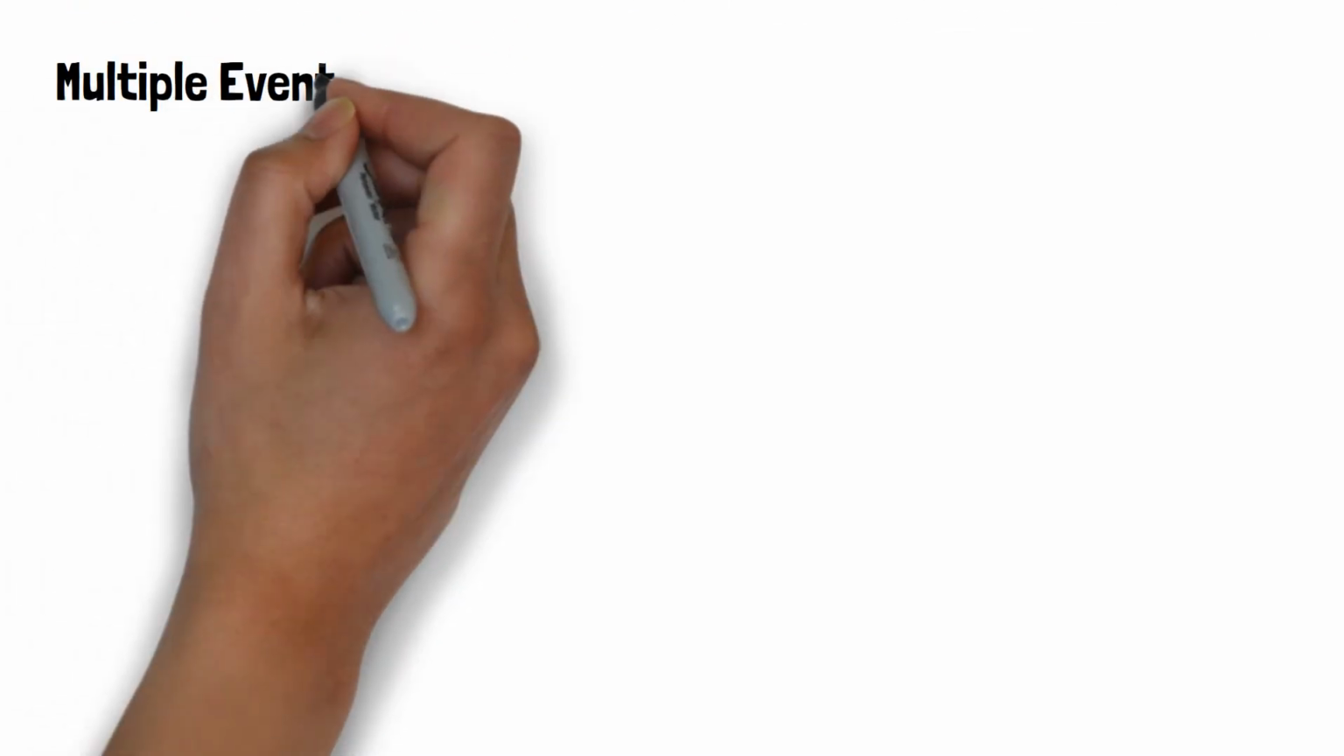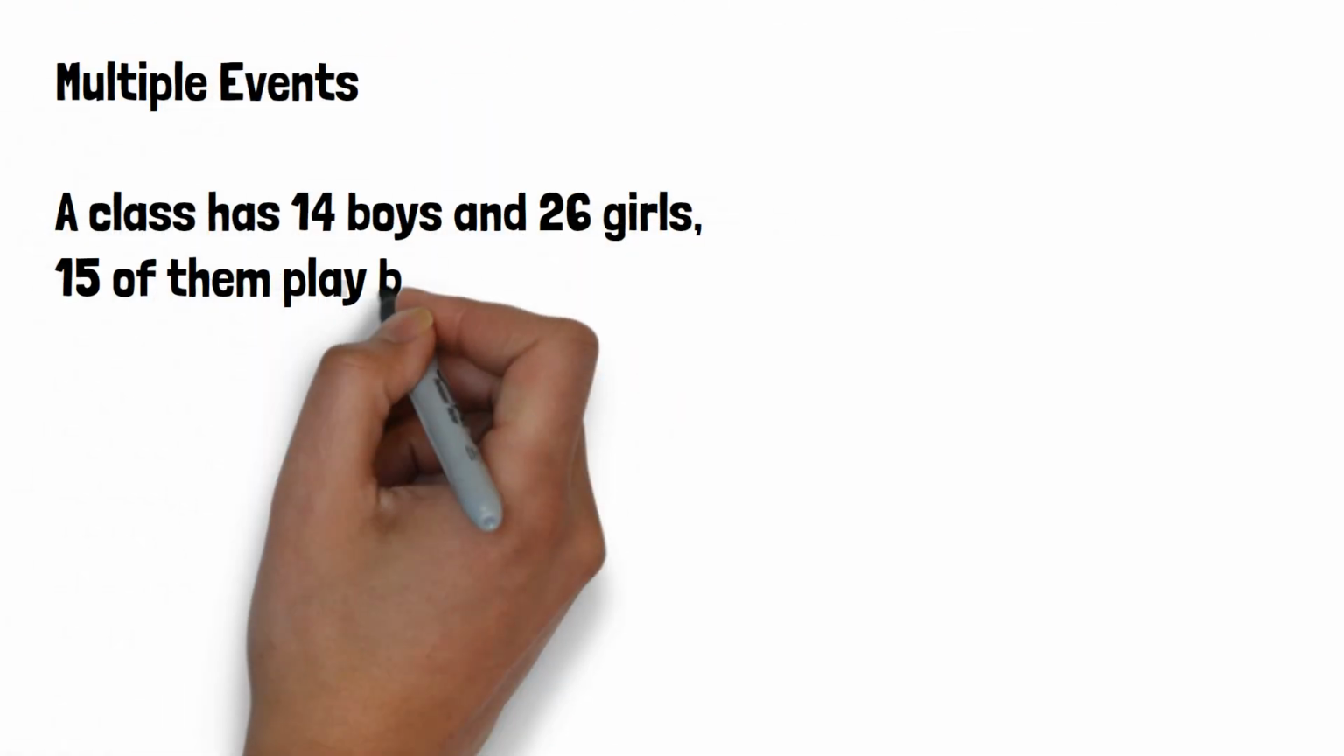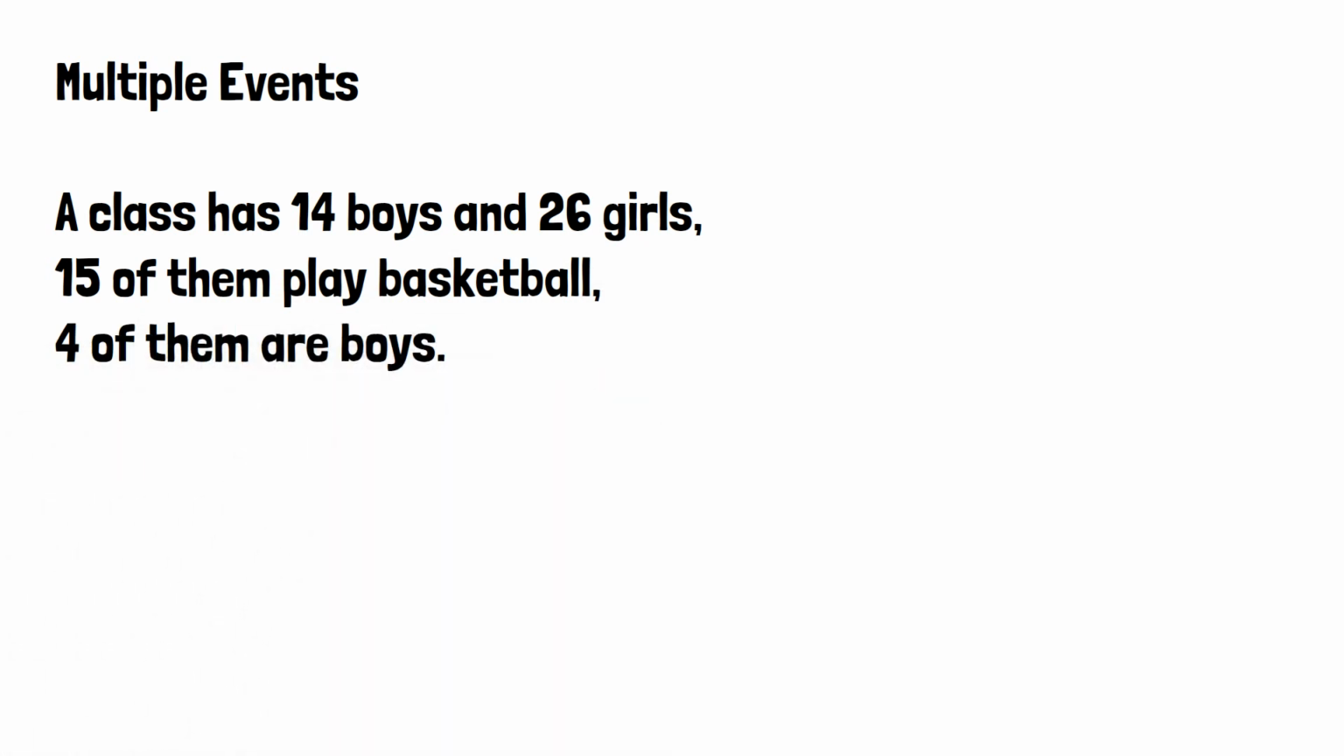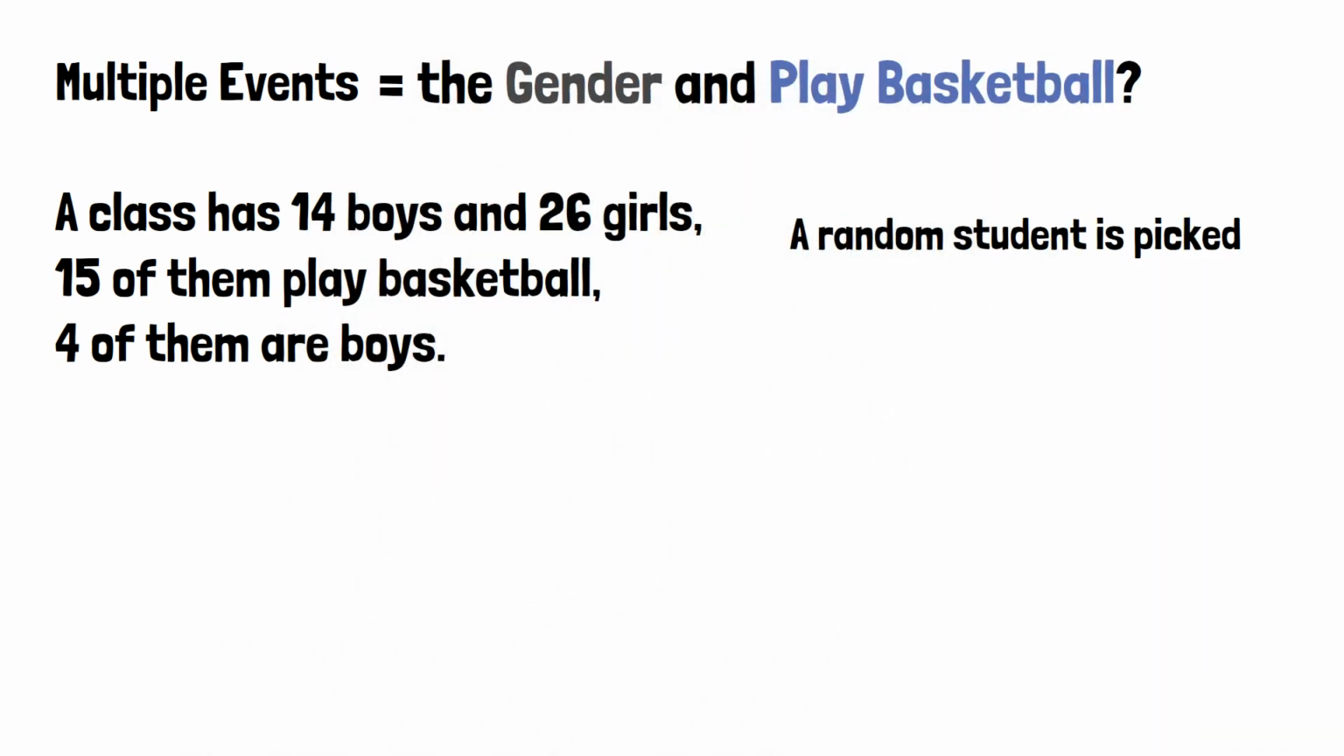For example, if there are 14 boys and 26 girls in the class, and among them 15 students play basketball, while 4 are boys, then again randomly select a student from the class. In this case, the exam questions can be about a double event. The first event is the gender of the student, and the other event is whether the student plays basketball.